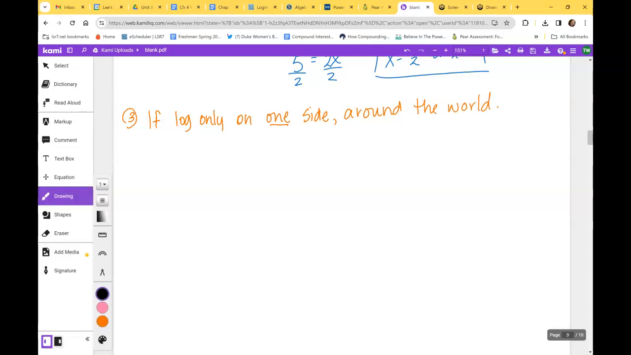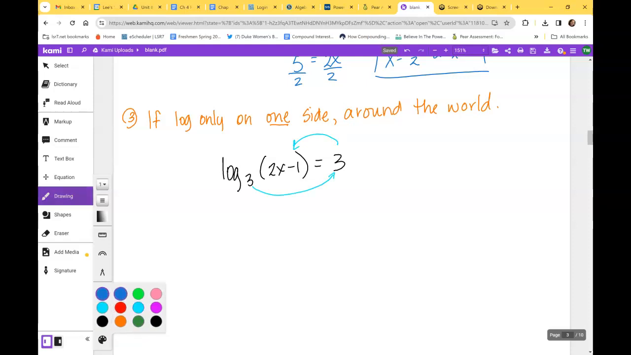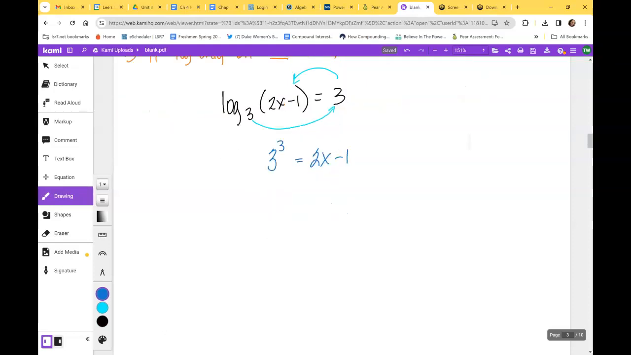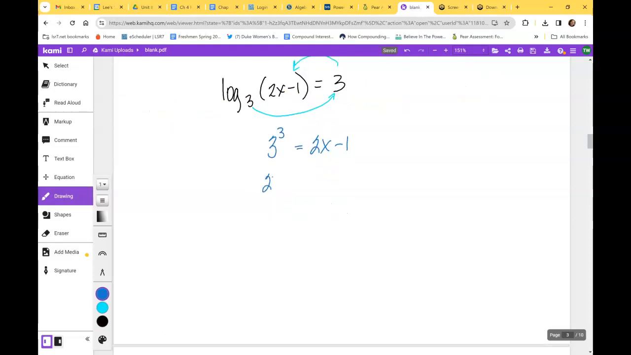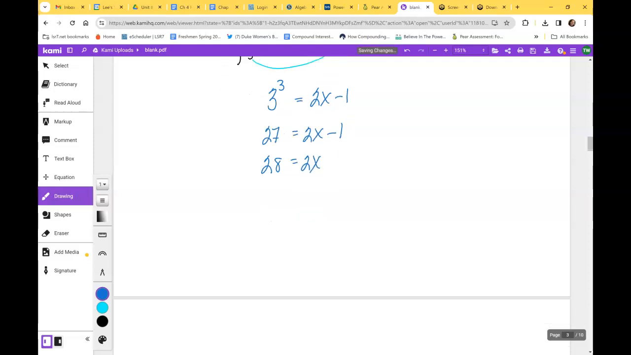So that's if I've got log base 3 of 2x minus 1 equals 3. This is where I take the base to the exponent equals the argument. So I would have 3 to the third power equals 2x minus 1. 3 to the third power is 27 equals 2x minus 1. I'm going to add the 1 to both sides, so 28 equals 2x minus 1. And then when I divide both sides by 2, I know that x is 14.